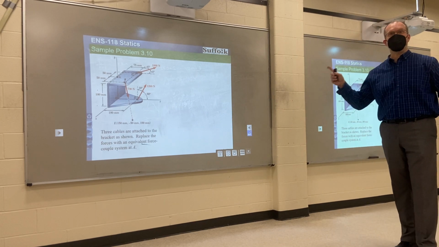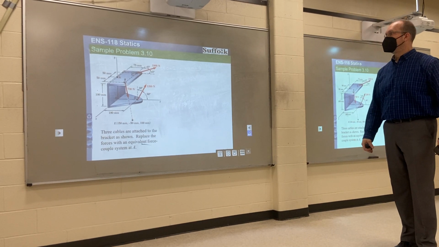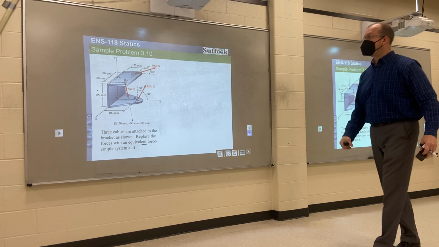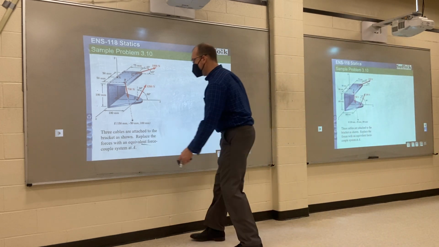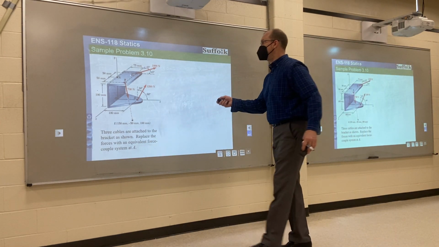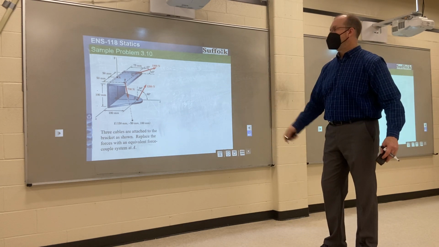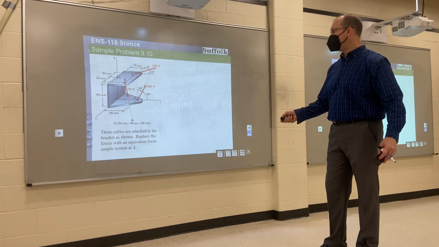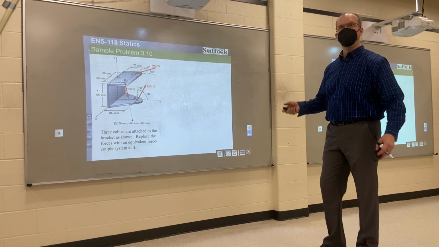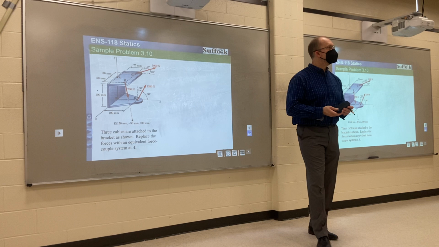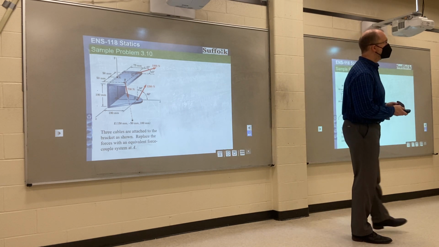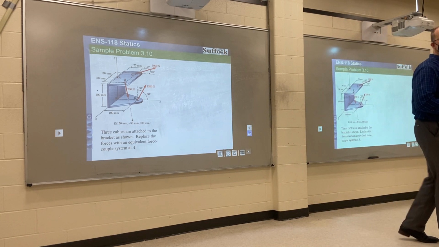Now, sample problem 3.10. This one is interesting because we've got this bracket here, and it has three cables attached at B, C, and D, right? And it states, replace the forces with an equivalent force couple system at A. How do we do it? What are we looking for, maybe is a better question.